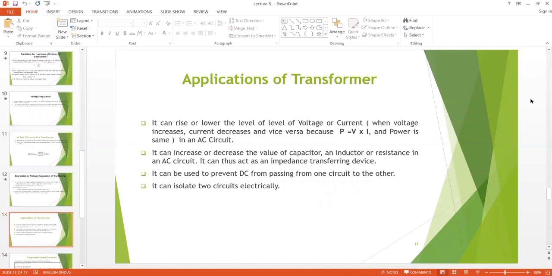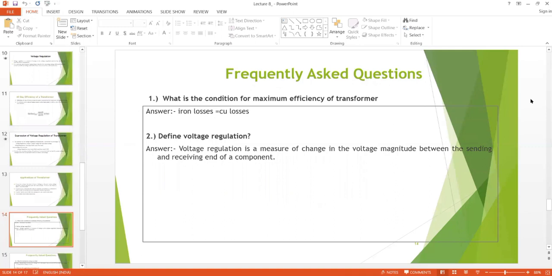Application: we can use a transformer in various applications for stepping up the voltage and stepping down the voltage. It can also relate to circuits electrically. And what is the condition? These are some questions for maximum efficiency. Iron loss should be equal to copper loss.